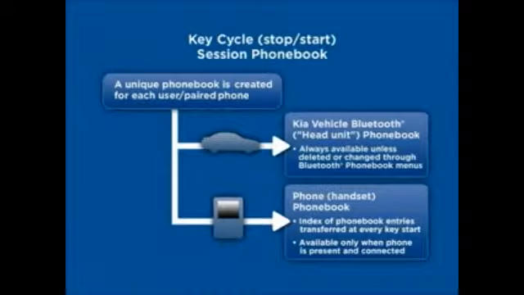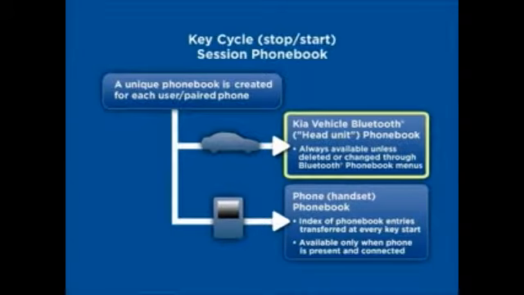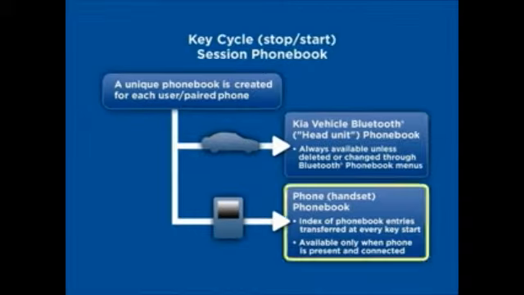Let's look at this process a little closer. Each time you start the vehicle, the voice contacts and numbers entered in the vehicle's Bluetooth system by the current user are made available. These Phonebook entries are specific to the user and their paired phone and cannot be accessed by any other users. Simultaneously, the system pulls an index of the current user's Phonebook contact list entries from the phone's handset and makes those available as well. Entries from both Phonebooks are now available to you for this session.